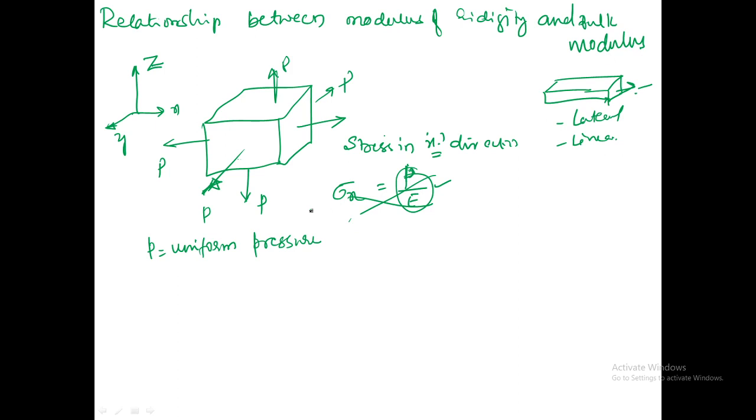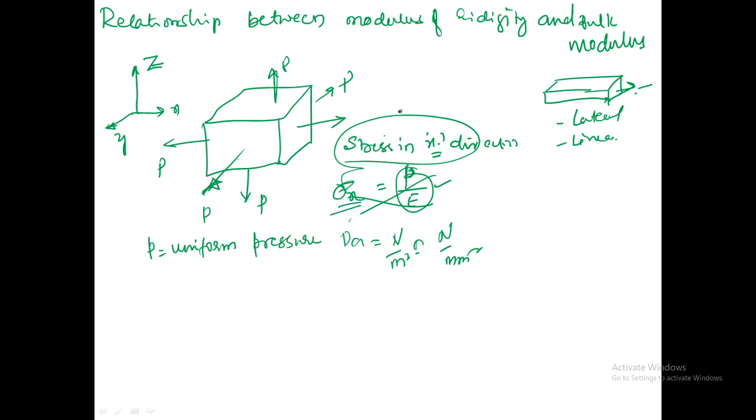Sigma equal to P by A, sir. But in this case I said it has a uniform pressure. So what is the unit of pressure? Pascal. Pascal equals what? Newton per meter square or Newton per mm square. So in this case P itself is a stress.